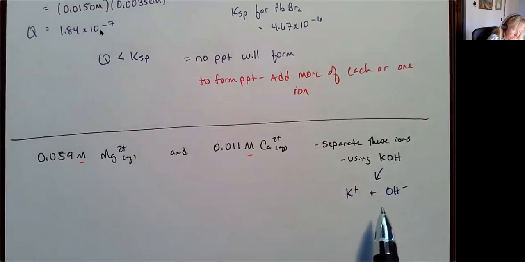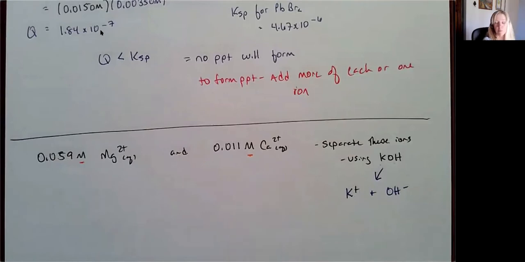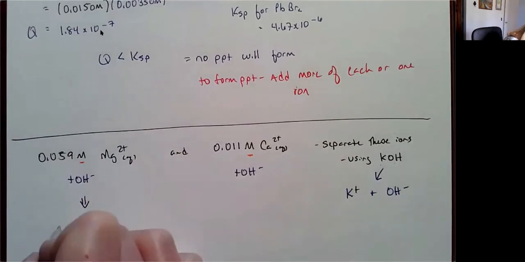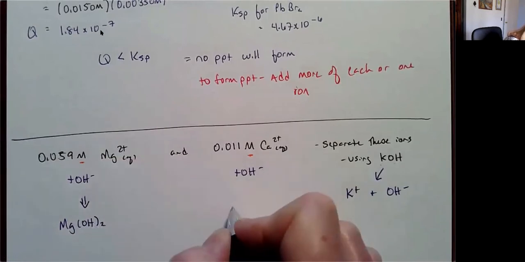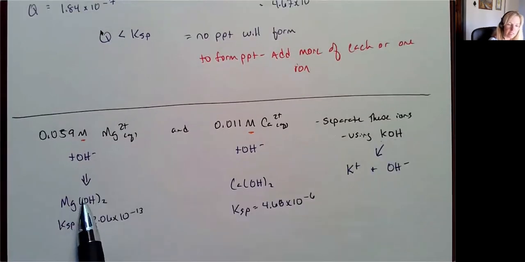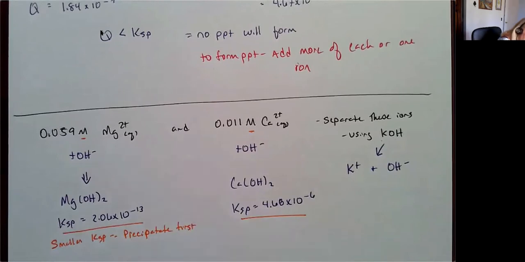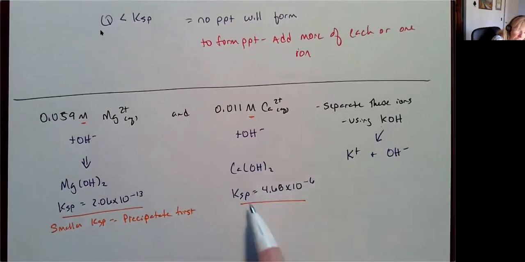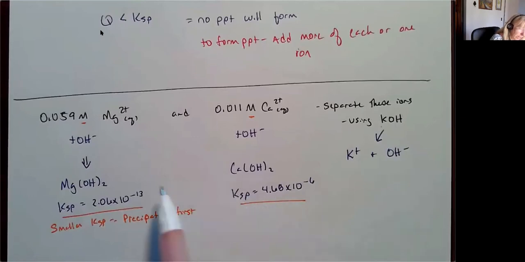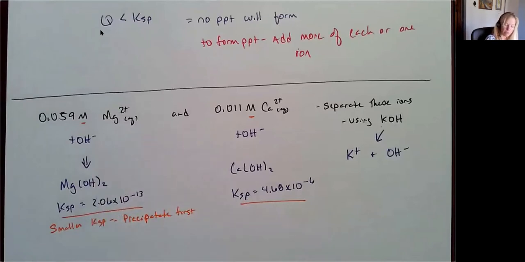Now if I have a solution that has magnesium ions and calcium ions, I have the potential to form magnesium hydroxide and calcium hydroxide, and those are going to be insoluble products. My products would be magnesium hydroxide and calcium hydroxide, and looking at my KSPs, the first thing that's going to precipitate out is going to be my magnesium. This has a smaller KSP, so it's going to precipitate first. If I continue to add KOH, I'm eventually going to start precipitating my calcium, but only after I've precipitated all of the magnesium. So this is another way to selectively precipitate an ion.